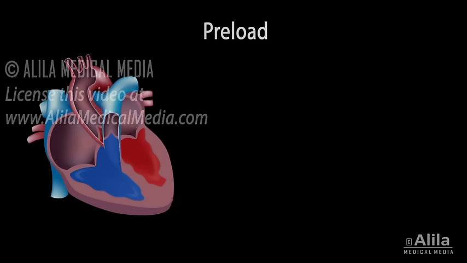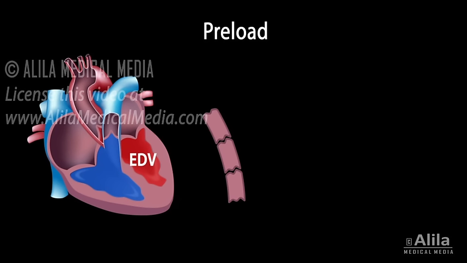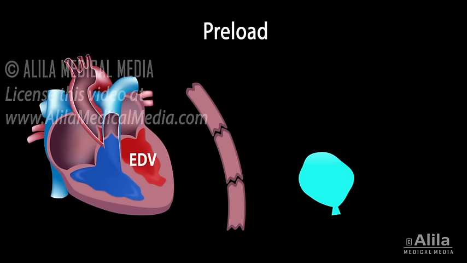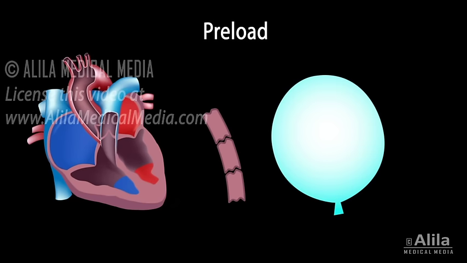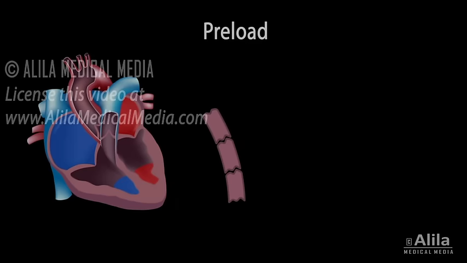Preload is related to the end-diastolic volume. Preload, by definition, is the degree of stretch of cardiac myocytes at the end of ventricular filling. But since this parameter is not readily measurable in patients, EDV is used instead. This is because the stretch level of the wall of a ventricle increases as it's filled with more and more blood. Just like a balloon, the more air it contains, the more stretched it is. According to the Frank-Starling mechanism, the greater the stretch, the greater the force of contraction. In the balloon analogy, the more inflated the balloon, the more forcefully it releases air when deflated.